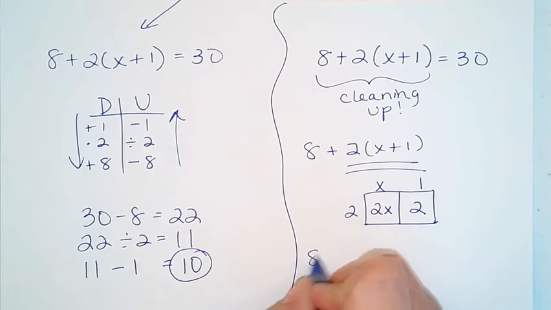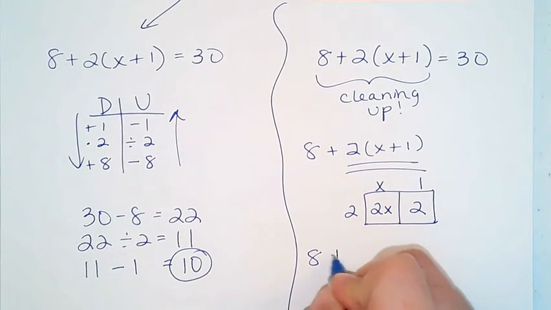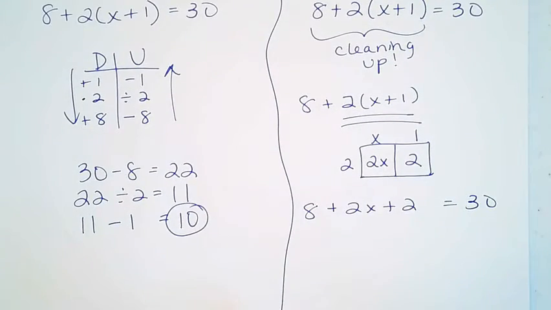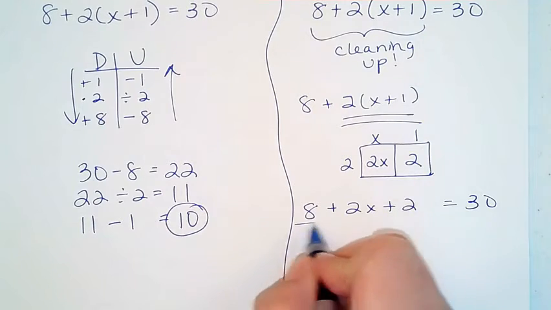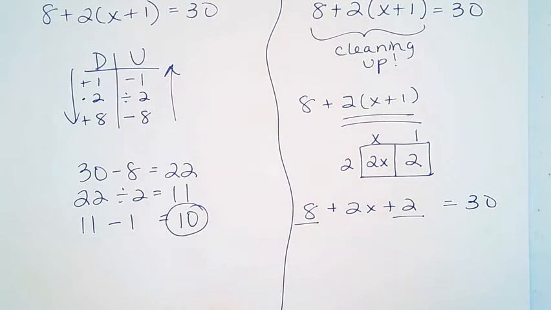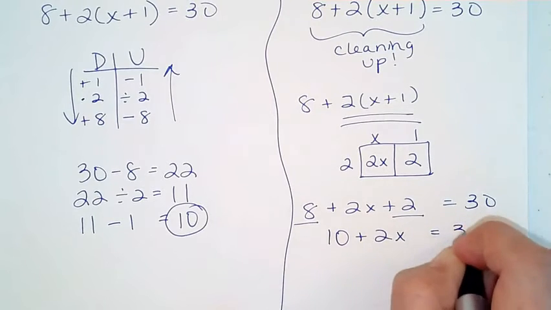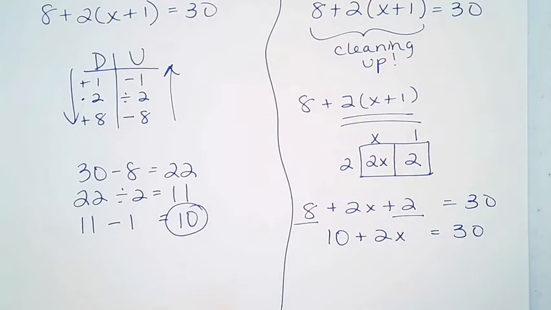So I'm going to pull it all down. 8 plus 2x plus 2. And then we still equal 30. I guess we should keep that guy with us, right? And then I notice I've got 2 like terms here. 2x doesn't have a like term because nothing else has an x with it. So 8 plus 2 is 10, and 2x equals 30.